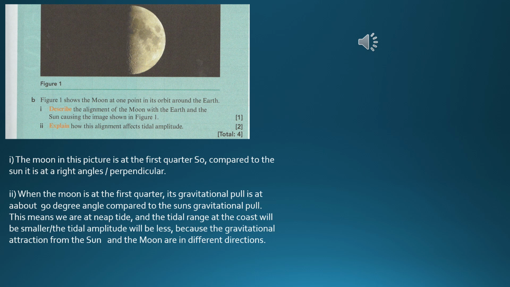Then explain how this alignment affects the tidal amplitude. If you remember your figure 1.25, we know that when the moon is at the first quarter, we have neap tide, which is the smaller amplitude. So my answer would be, when the moon is at the first quarter, its gravitational pull is at about a 90-degree angle compared to the sun's gravitational pull. This means we are at neap tide, and the tidal range at the coast will be smaller, because the gravitational attraction from the sun and the moon are in different directions.